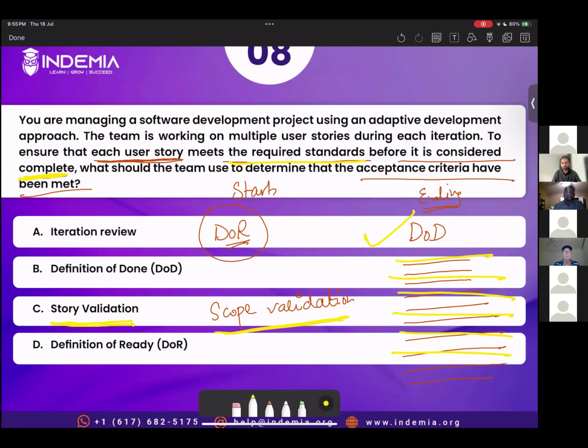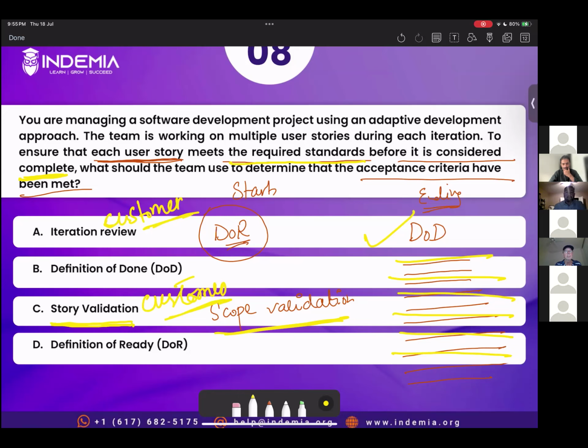And iteration review, what is iteration review? Iteration review is a meeting where you present your work to the customer. Again, it requires the customer, right? This also needs customer involvement. We're talking about what the team needs to determine to make sure that they have done whatever they should have done. So the correct answer is option B. All other options are incorrect.